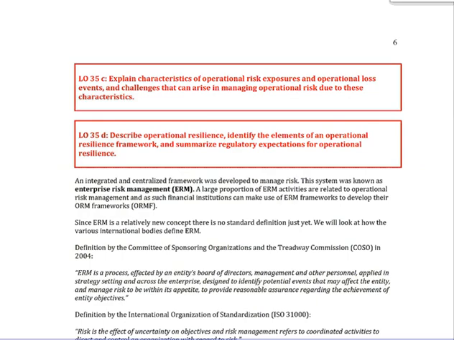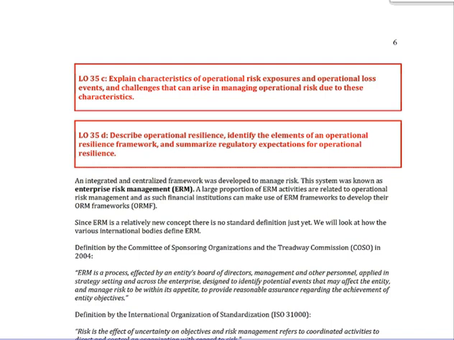Over the page, learning outcome: explain characteristics of op risk exposures and op loss events and challenges that can arise, and describe operational resilience. And as you can see, more and more as we go into the process, those that have been in the system for a while would say, well, we don't remember too much about this resilience concept. It is when they made all the changes for resilience in 2023, for op risk, resilience was one of the big ones that was added into the process. Okay, let's get ourselves going straight away.